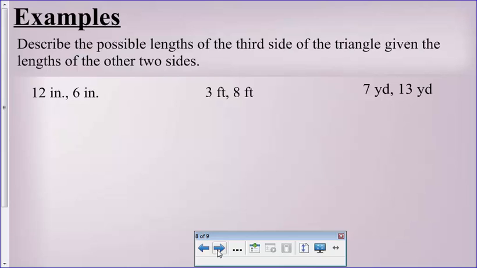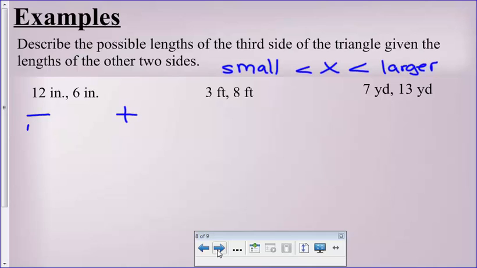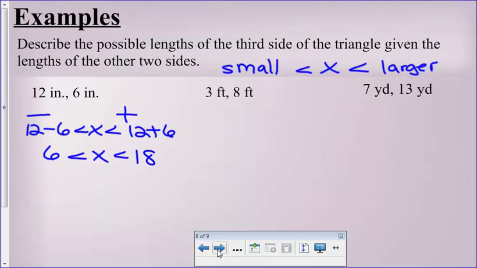My answer is always going to look like my smaller number is less than x, which we're going to call our third side, which is less than my larger number. This is how you give a range of values, or the possible lengths, of the third side of the triangle. All right, so 12 and 6. I'm going to do subtraction, and then addition. 12 minus 6 is less than my third side, which is less than 12 plus 6. Or in other words, 6 is less than x, which is less than 18.